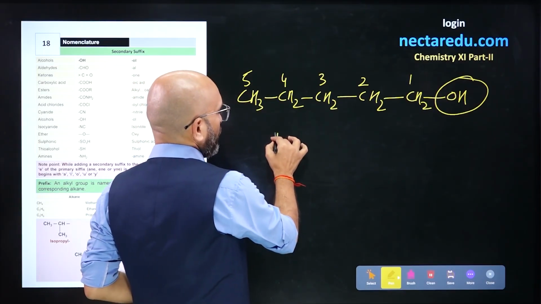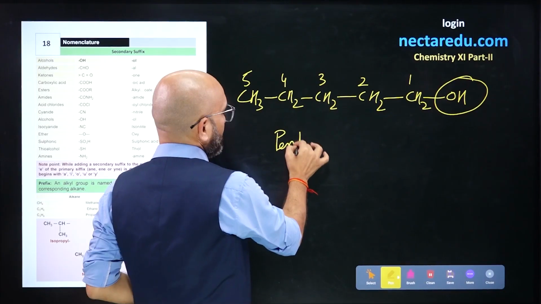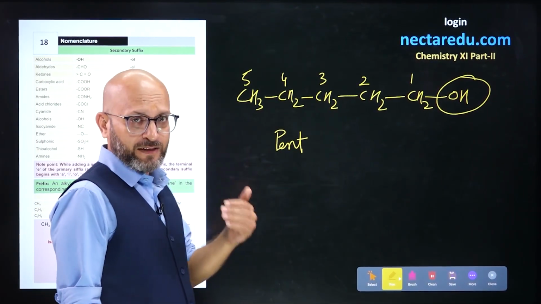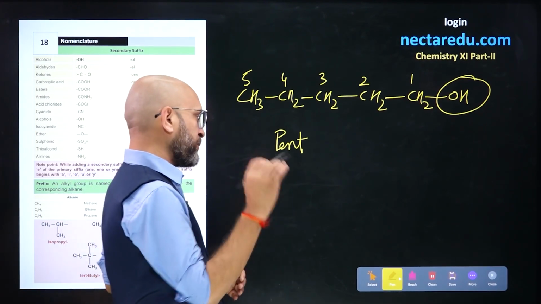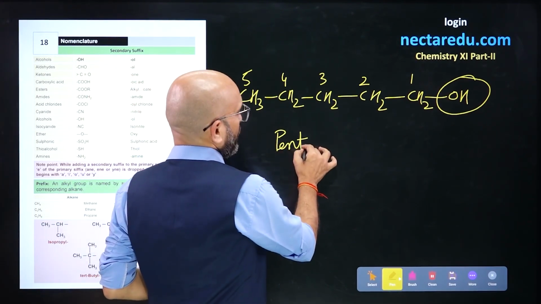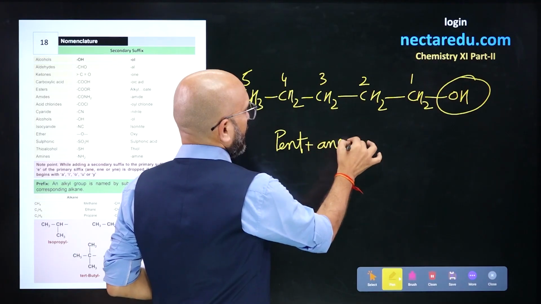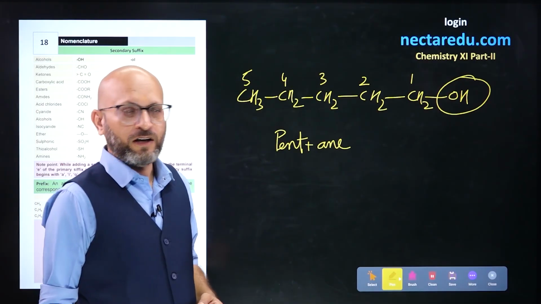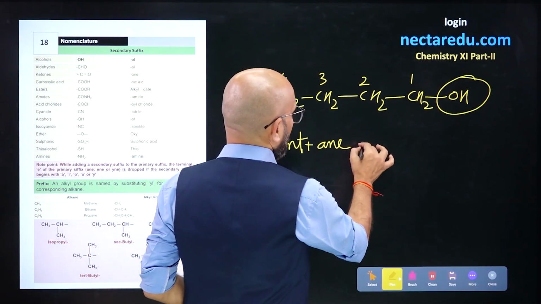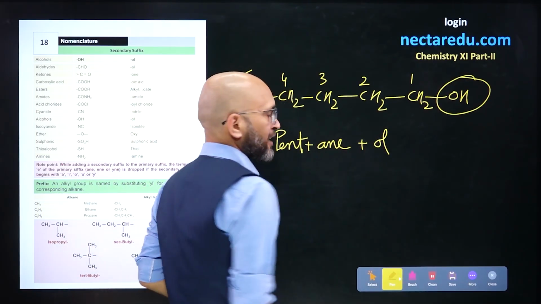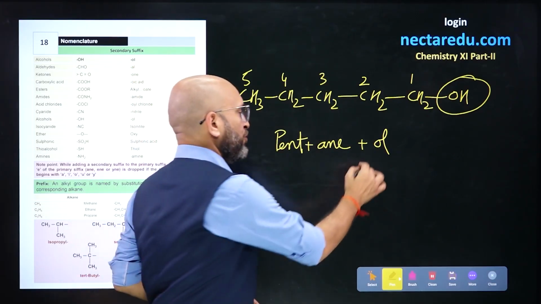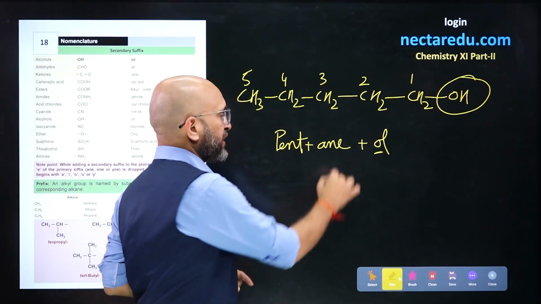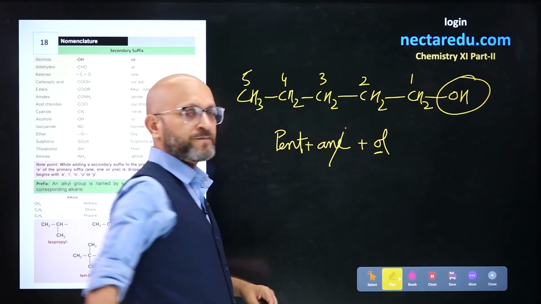The root word for 5 carbons is pent, and the carbon bond is single, so the primary suffix is ane. So pent plus ane, and OH has a secondary suffix of ol. So pentane plus ol. The name goes like this. So now you have a vowel in the secondary suffix, so from the primary suffix we will remove E.